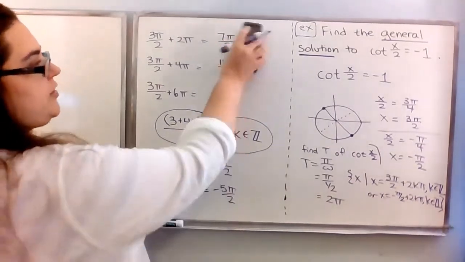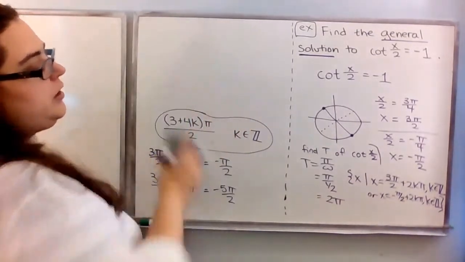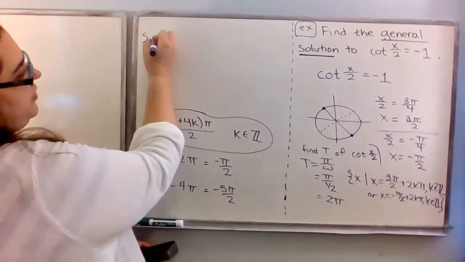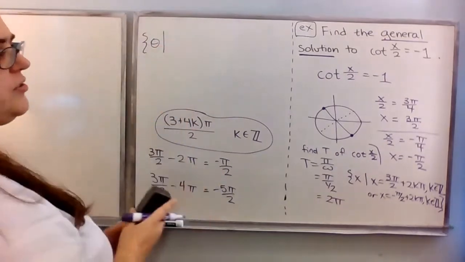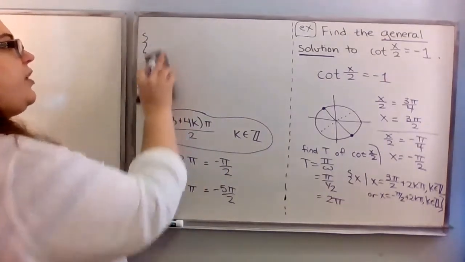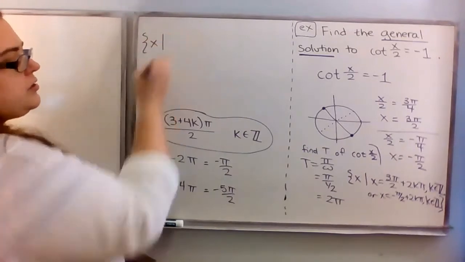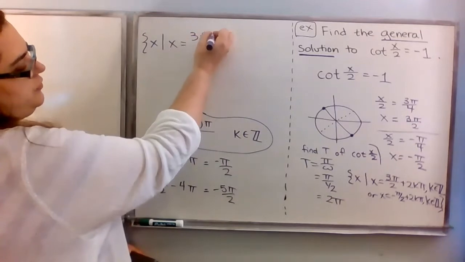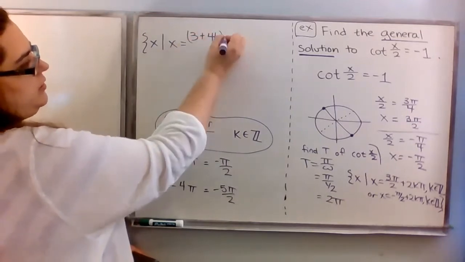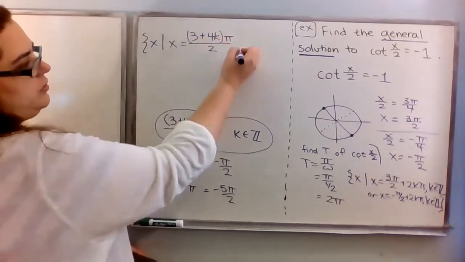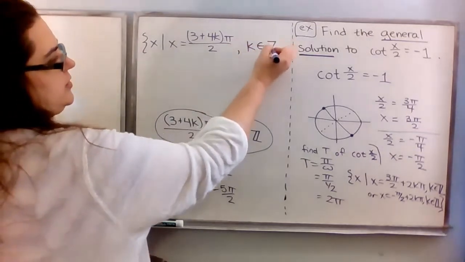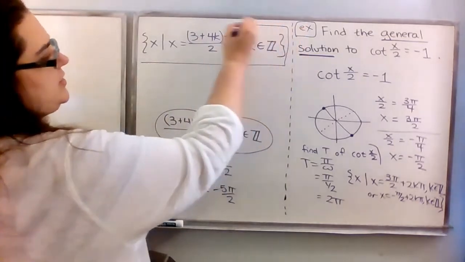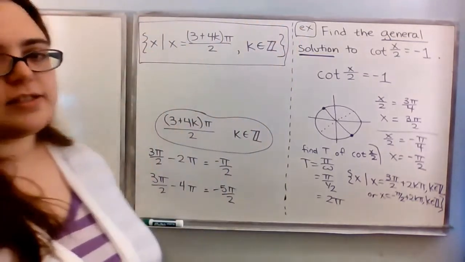So another way to write the solution set would be the set of all theta, or x. We had x, right? Yeah. So the set of all x, so that x is (3 + 4k)π/2, where k is an integer. So this would be the much more concise way of writing this solution set.